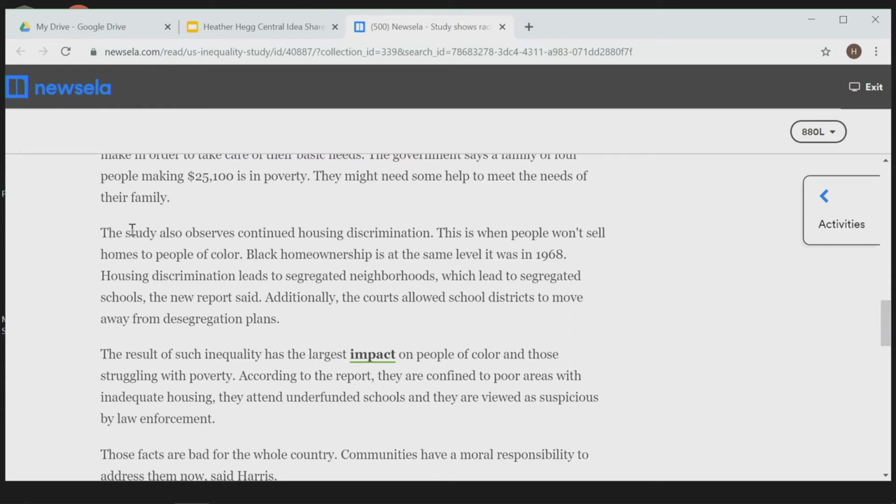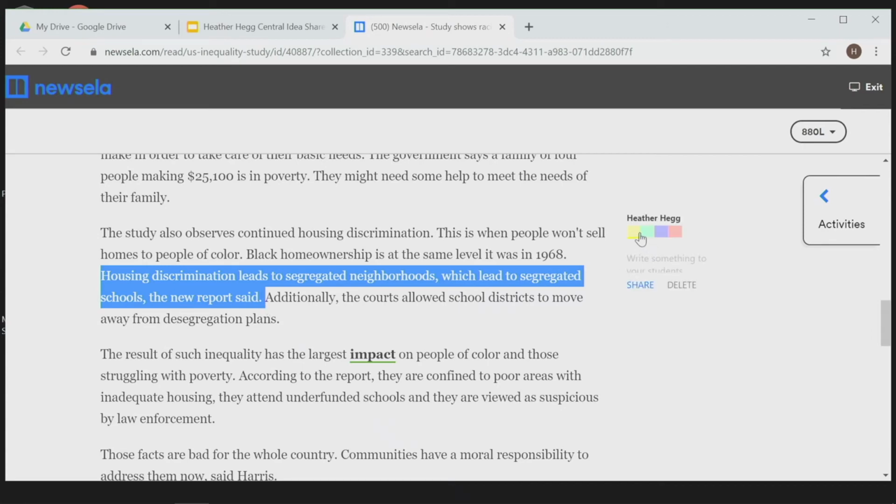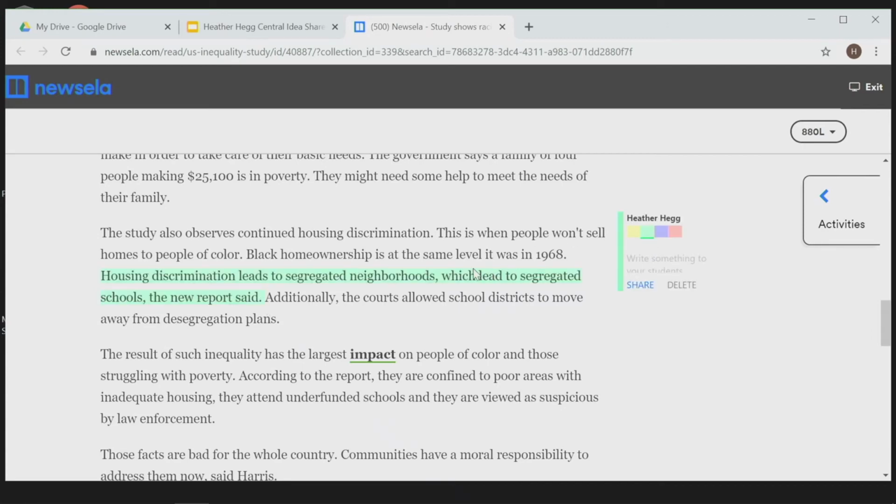If you look at the second paragraph, the study also observes continued housing discrimination. Read on. Okay, so if there's this problem of housing discrimination, I think the problem there is that housing discrimination leads to segregated neighborhoods, which lead to segregated schools. Now, I remember from studying the civil rights movement that segregated schools were what we wanted to do away with. And yet, here they are, coming back again.